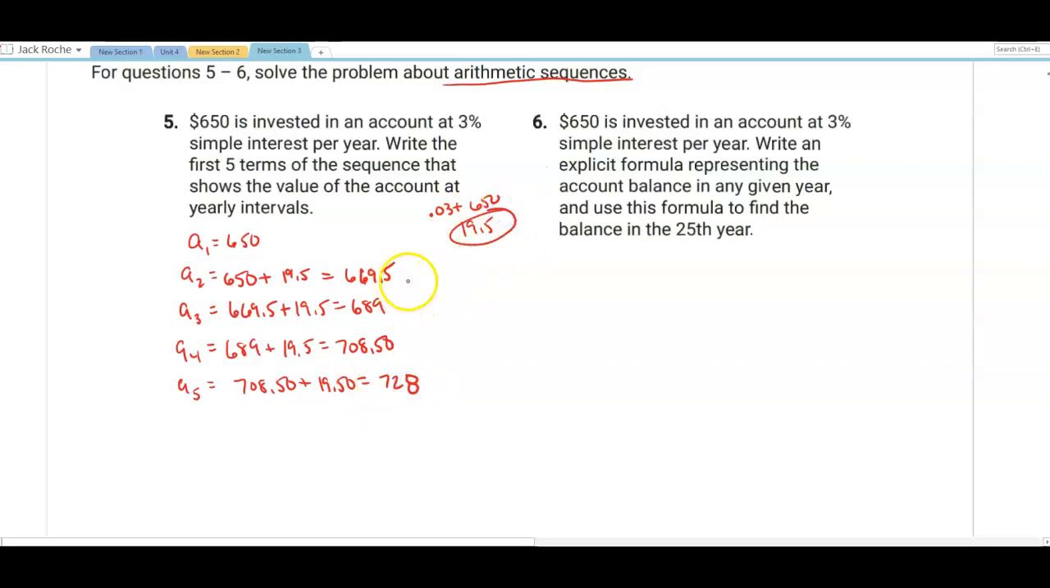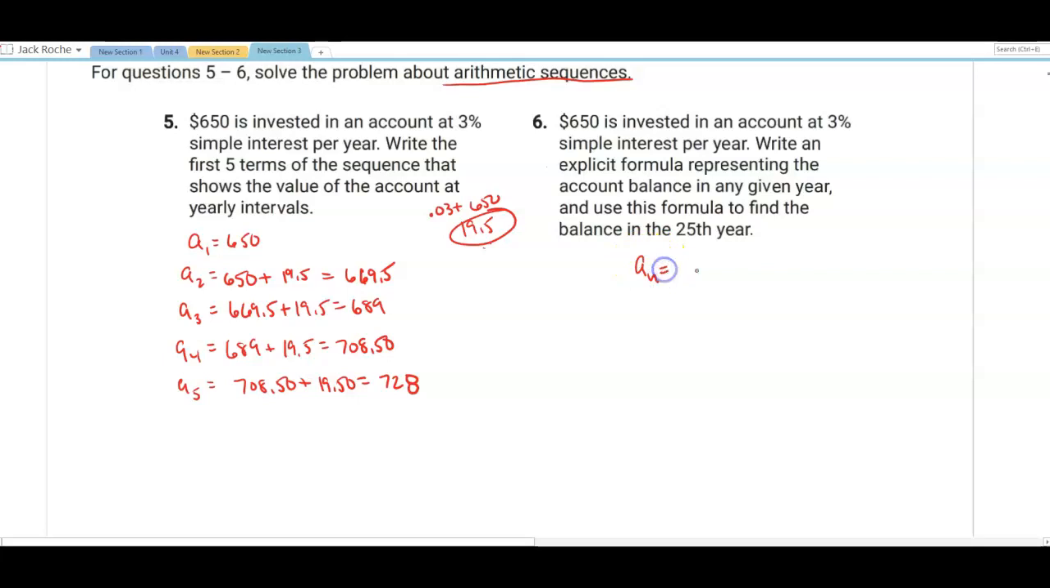Remember, in simple interest, you're always taking the percentage of the original principal and adding that each year. All right. So if $650 is invested in an account at 3% simple interest, write the explicit formula representing the account balance in any given year. Use this formula to find the 25th year.